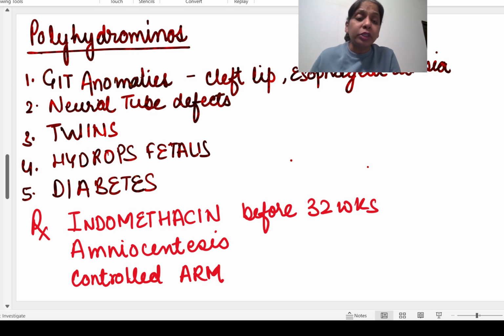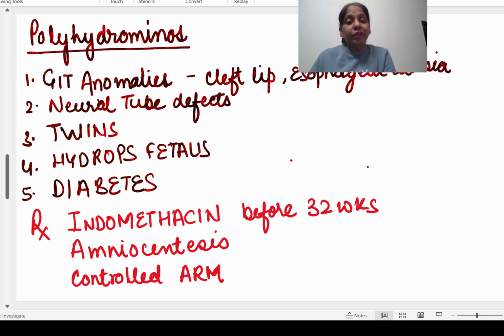In the case of the twins, there are two fetuses. There is double urine production. So that is why there is polyhydramnios. In the case of the hydrops fetalis, you all know that the patient has heart failure and the patient goes into the swollen stage. Okay, and in diabetes, due to the hyperglycemia, the fetus has increased urine production.